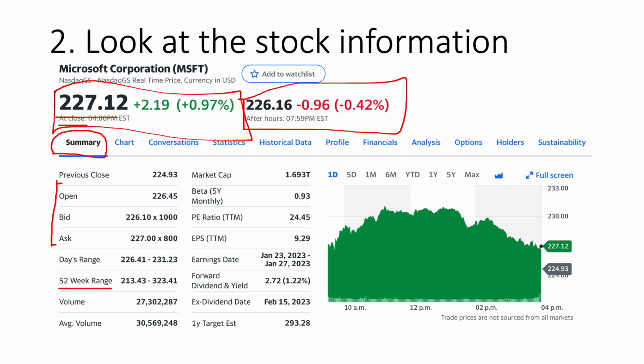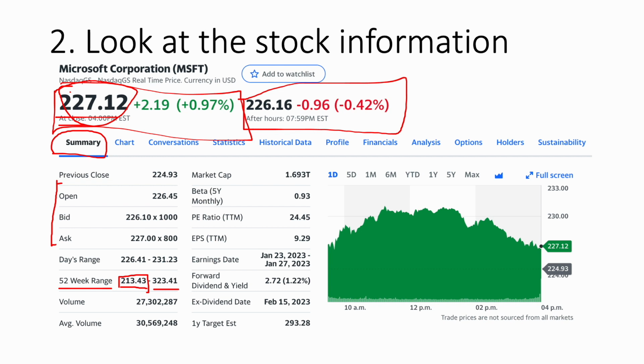Looking at Microsoft, the minimum price was $213 and the max was $323. And you can see that the current price of $227 is very close to the minimum price. So that should give you an indication of where we are right now in the year.